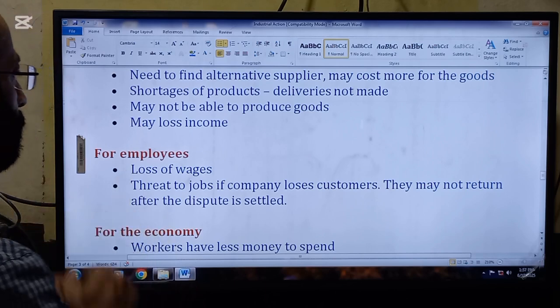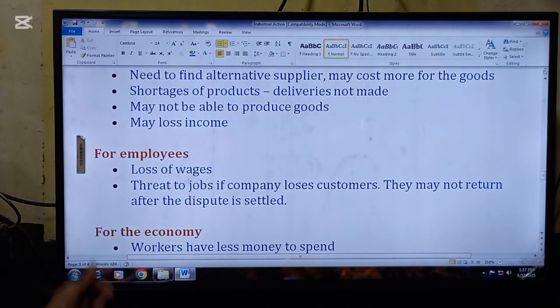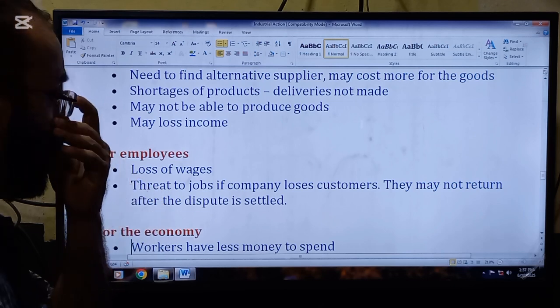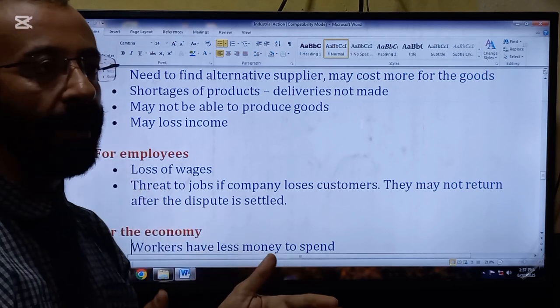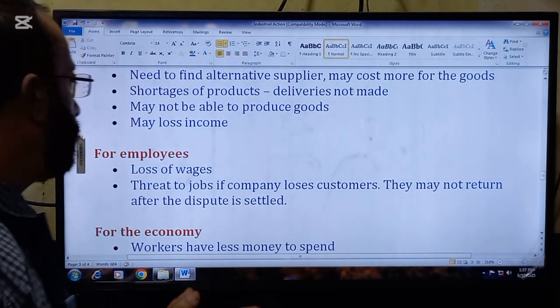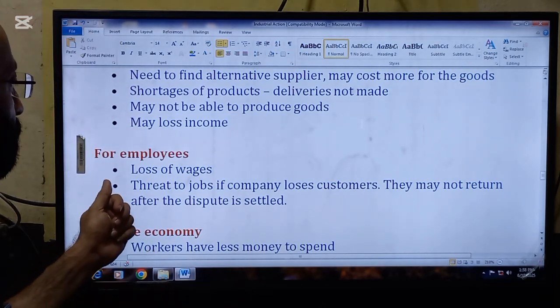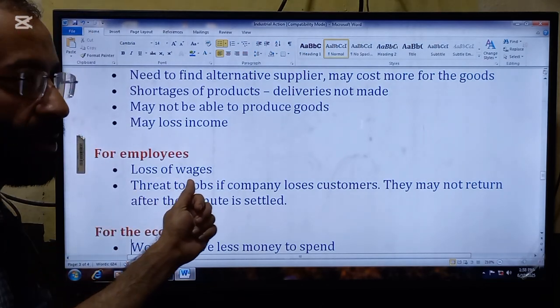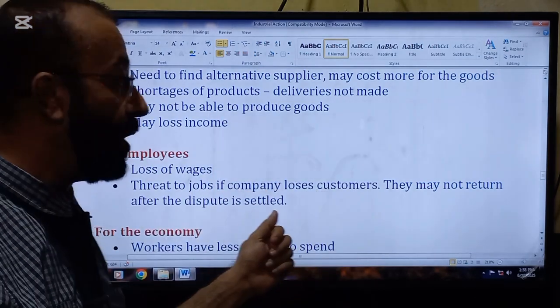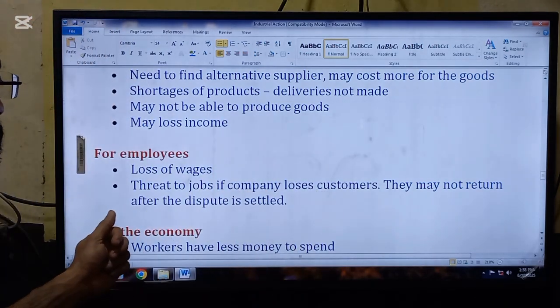Next, we are going to read the harmful consequences of the industrial action for the employees. Number one, loss of wages. As a result of the industrial action, the employer may take action, that may be loss of wages. Wages may not be paid from the employer to the employees. So this can be the first harmful consequence for the employees.